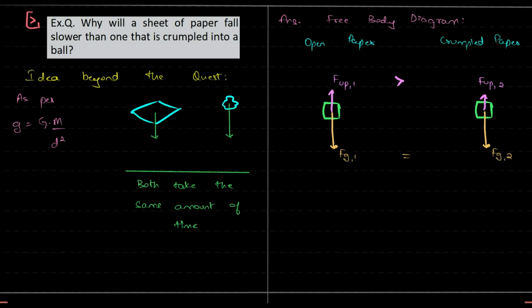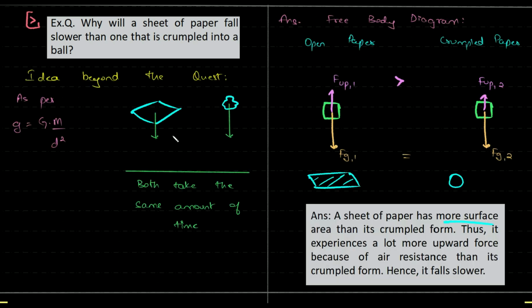Okay, guys. So how do you write this in terms of words, in your exam and all of that? This is how. A sheet of paper has more surface area. What does more surface area mean? This particular region is your surface area, is it not? Than the crumpled one. The area of this over here is a lot lesser. Thus, it experiences a lot more upward force because of the air resistance than its crumpled form. Hence, it falls slower. Okay, as simple as that.